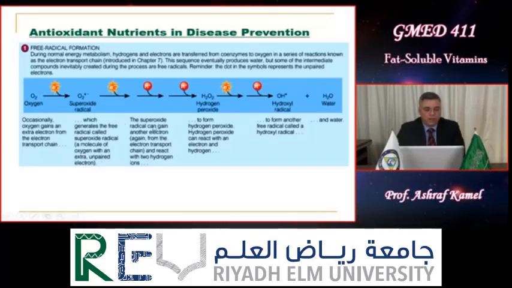The superoxide radical can gain another electron, again from the electron transport chain, and react with two hydrogen ions to form hydrogen peroxide, which is another free radical. So we have the superoxide radical and the hydrogen peroxide, and if it gains another hydrogen it forms another free radical called the hydroxyl radical, and finally water.